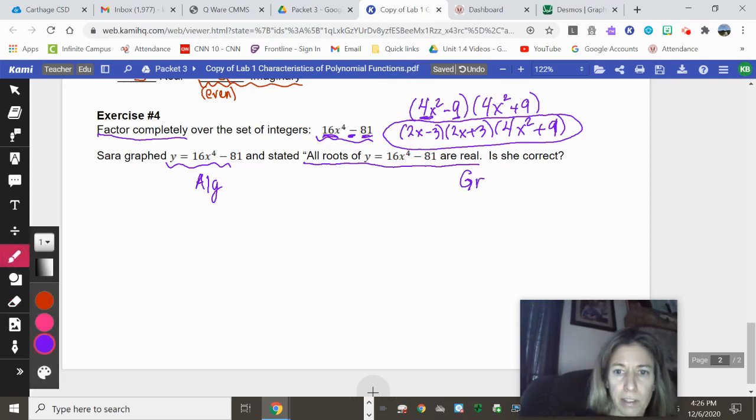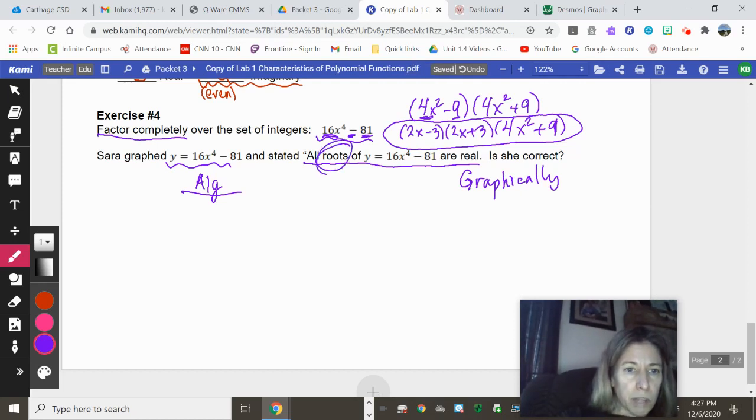So graphically, I'm just going to graph it and check it out. But first, we're going to do it algebraically. All right, so to find the roots of any polynomial function, we do it just like we did with quadratics. We're going to set this equal to 0, and we're going to solve.